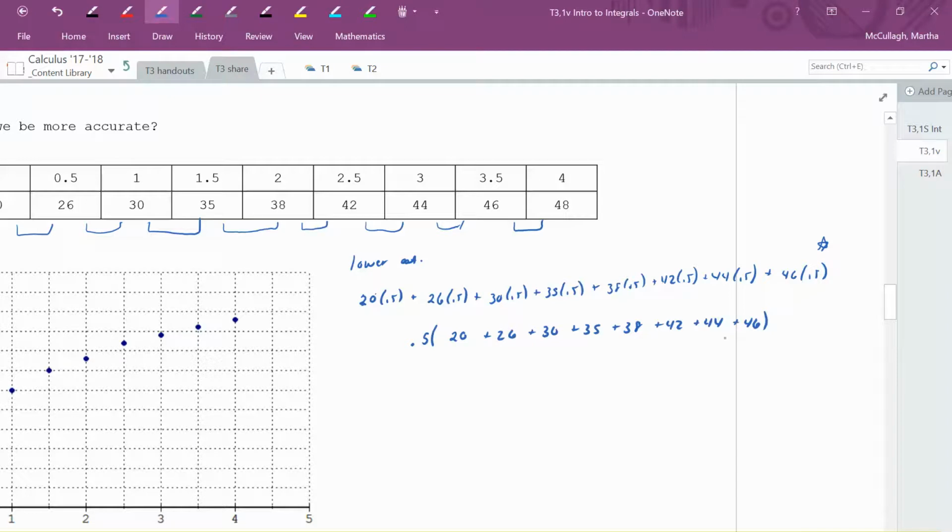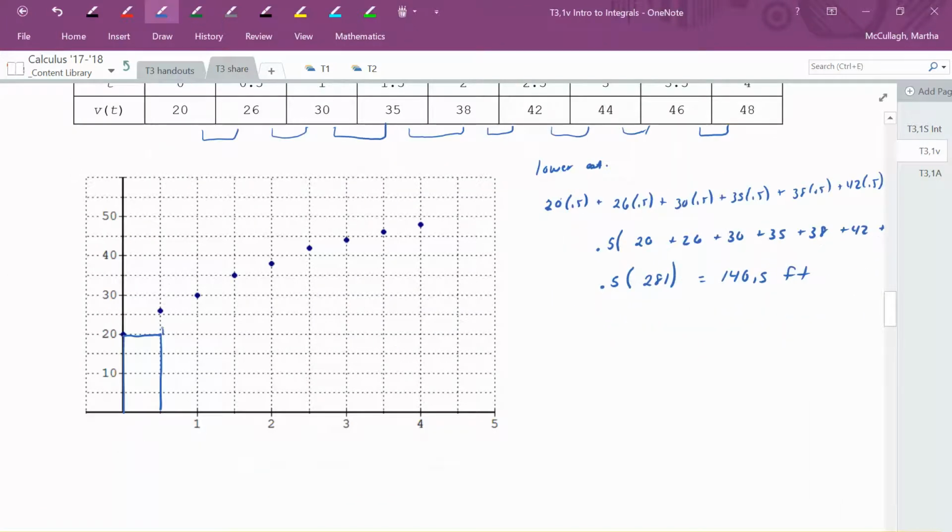If I add up these numbers, the 20, 26, 30, 35, 38 on my calculator, I now have 0.5 times 281, which gives me 140.5 feet traveled. So coming over to my graph, that's the area of that rectangle, plus that rectangle, plus that rectangle, and that one, and that one, and that one, and that one, and that one.